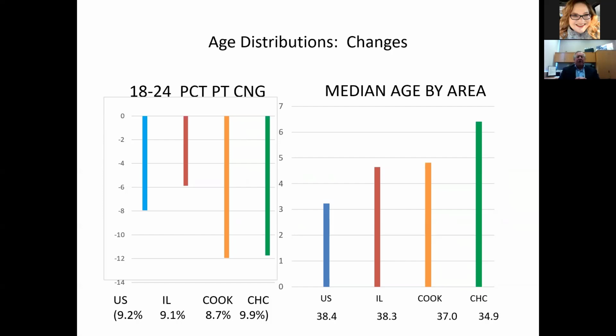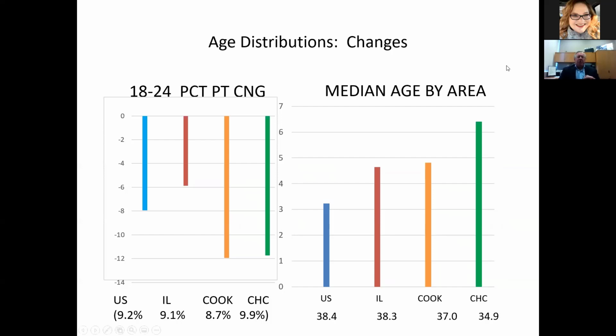With respect to median age, the U.S. is growing older. Its median age has aged about 3% over the decade. Illinois has aged a little less than 5%. Cook County has aged about 5%. The city of Chicago has aged more rapidly, about 6%.